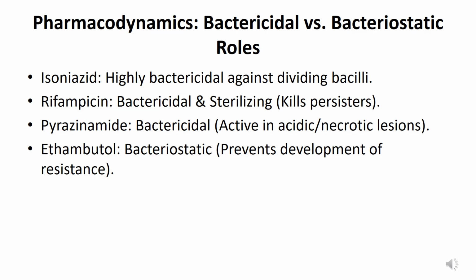In summary, each drug contributes differently to tuberculosis treatment. Isoniazid is highly bactericidal against rapidly dividing bacilli. Rifampicin is both bactericidal and sterilizing, helping eliminate persistent organisms. Pyrazinamide is bactericidal within acidic and necrotic lesions. Ethambutol is primarily bacteriostatic and plays a key role in preventing resistance. Together, these complementary actions create a highly effective multi-drug strategy against tuberculosis.